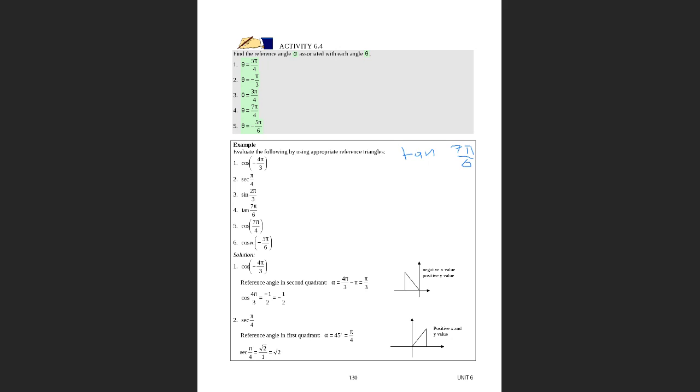So in the same way, if we draw our CAST, then here will be 0, pi over 2, pi, 3 pi over 2, and 2 pi.